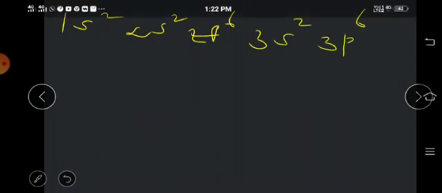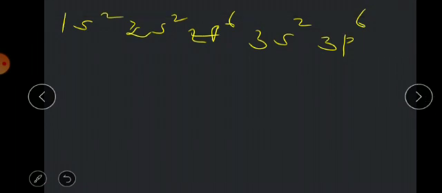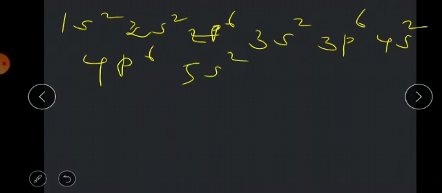Similarly, 2s2, again 2p6, again 3s2, 3p6. The electrons are arranged in the increasing order of their energy levels, right? 3s2, 3p6, again 4s2 and 4p6, again 5s2. This is the arrangement and so on, right?